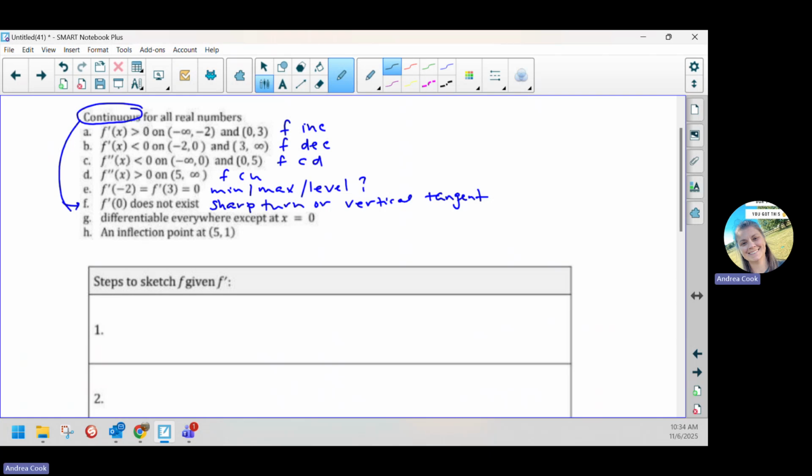Okay, so because they said the graph was continuous, when I got to F and they said that the derivative was undefined, I automatically eliminate that it's a vertical asymptote. So it's either going to be a sharp turn or a vertical tangent. So when I go to sketch, the only point they gave me was this point of inflection at (5, 1).